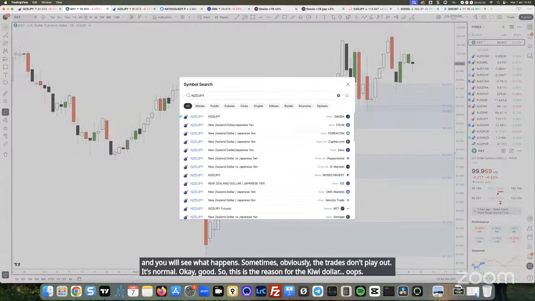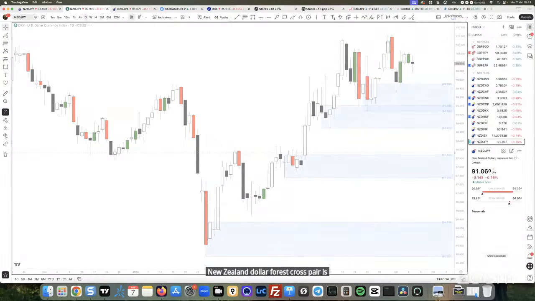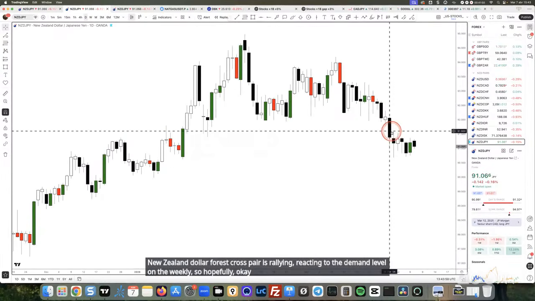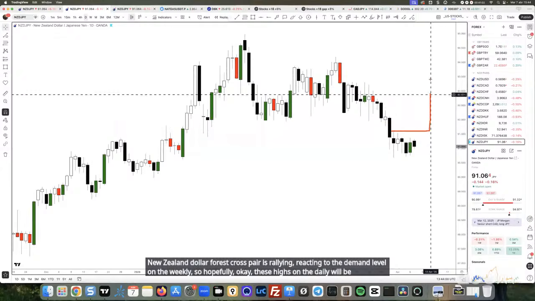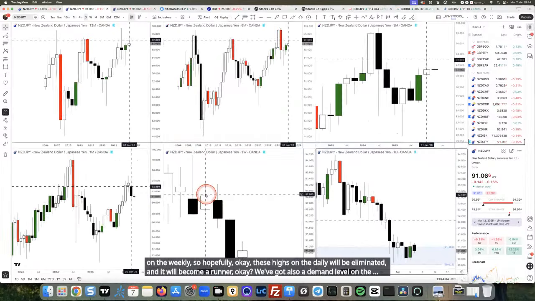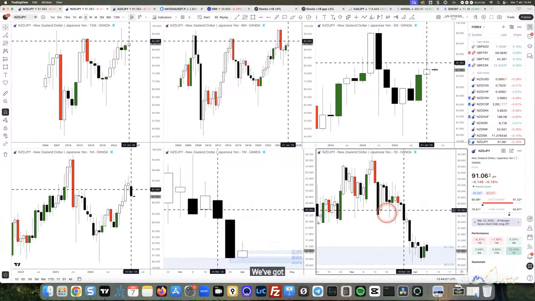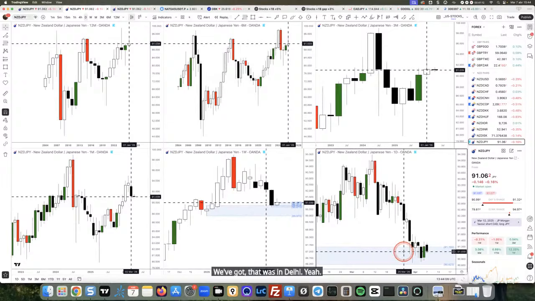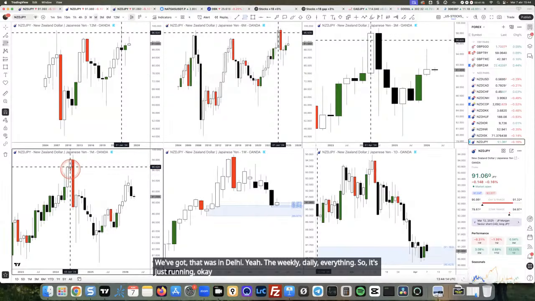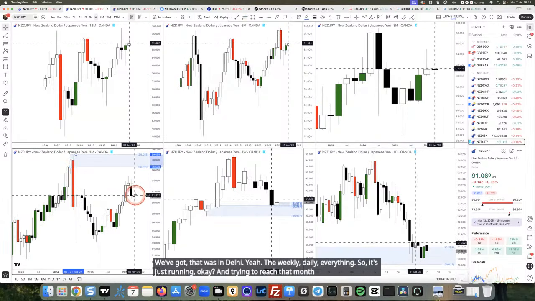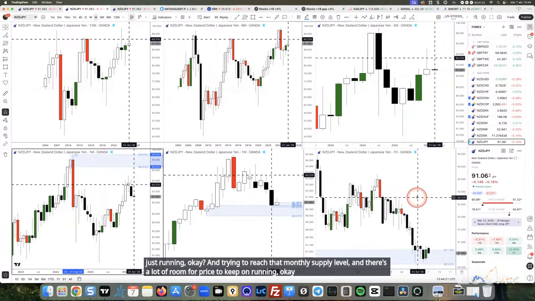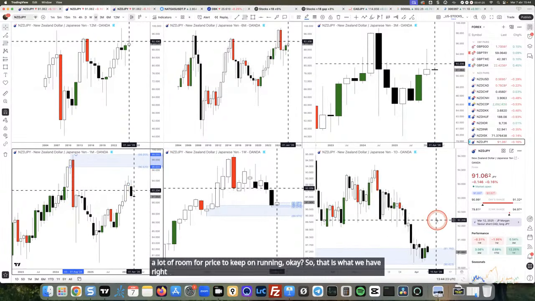Good. So this is the reason the Kiwi dollar, New Zealand dollar, Forex cross pair is rallying, reacting to the demand level on the weekly. Hopefully these highs on the daily will be eliminated and it will become a runner. We've also got a demand level on the daily, the weekly, everything. So it's just rallying and trying to reach that monthly supply level, and there's a lot of room for price to keep on rallying. That is what we have right now. So let's see what happens.